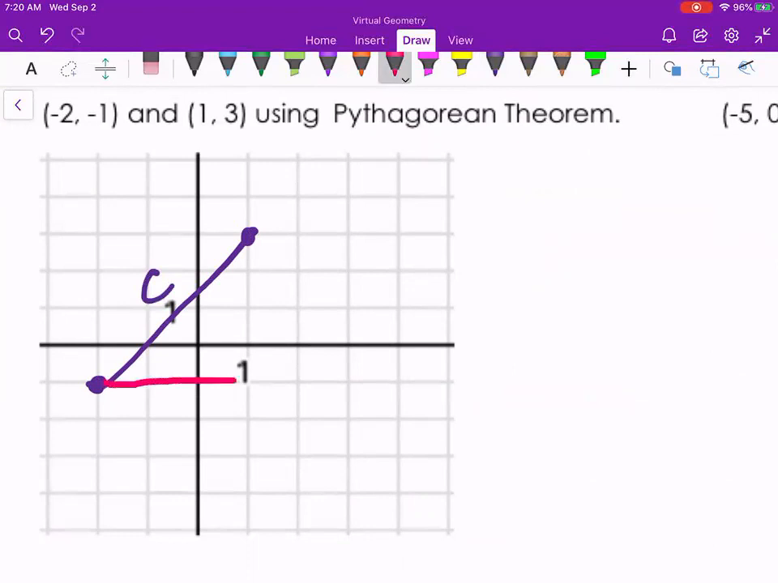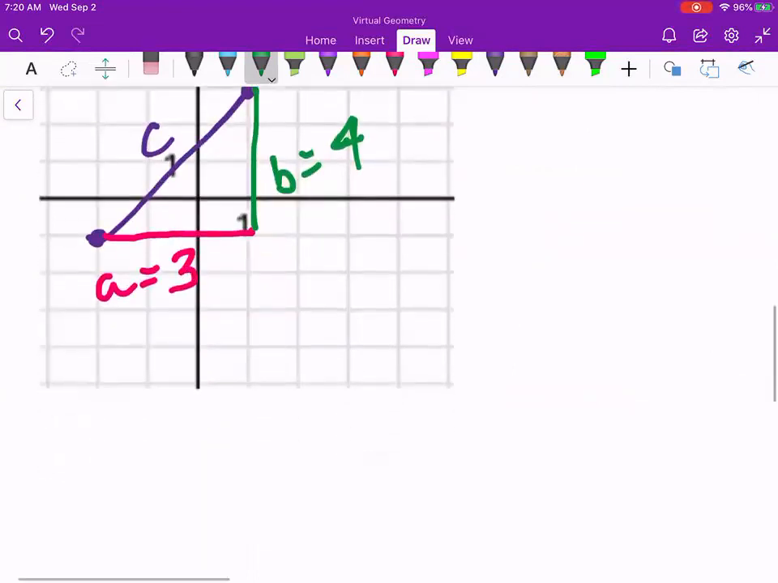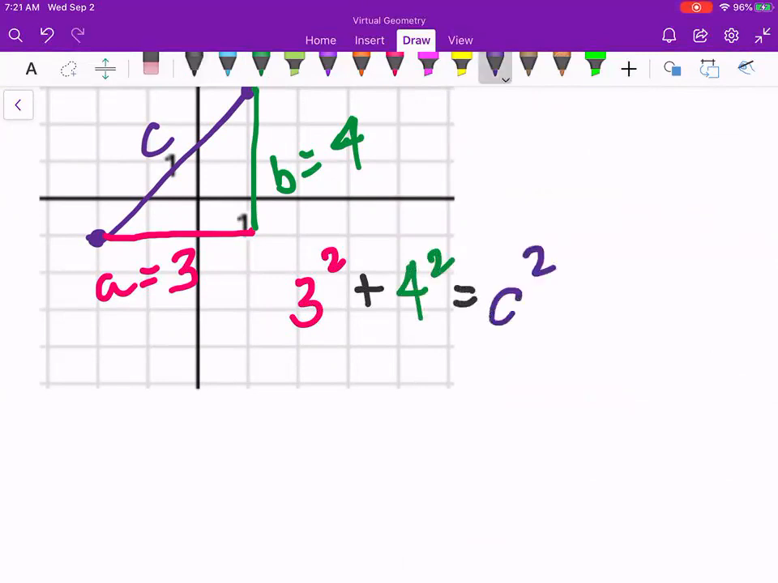All right, A, we're looking at 3 for our A, 3 squares. B, we're looking at 4 squares. So let's try Pythagorean theorem for this one. So 3 squared plus 4 squared equals our C squared. All right, so again, 3 times 3 gives us a 9. 4 times 4, a 16.